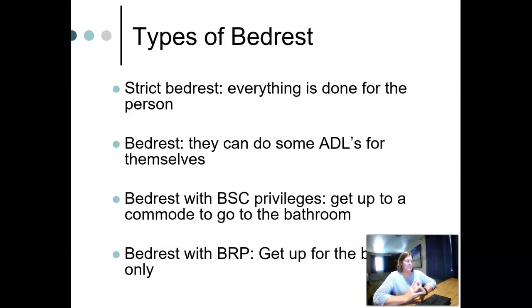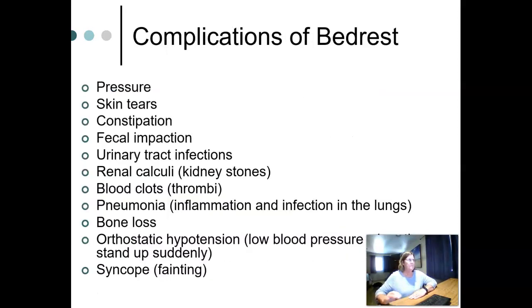Now, generally when we're talking about bed rest, we'll usually see an order like that possibly in a hospital when the person is going through an acute process. But in a nursing home, when we're looking at rehabilitation for our residents, this is going to be a very rare thing to see. So some complications of bed rest that we might see are pressure ulcers.